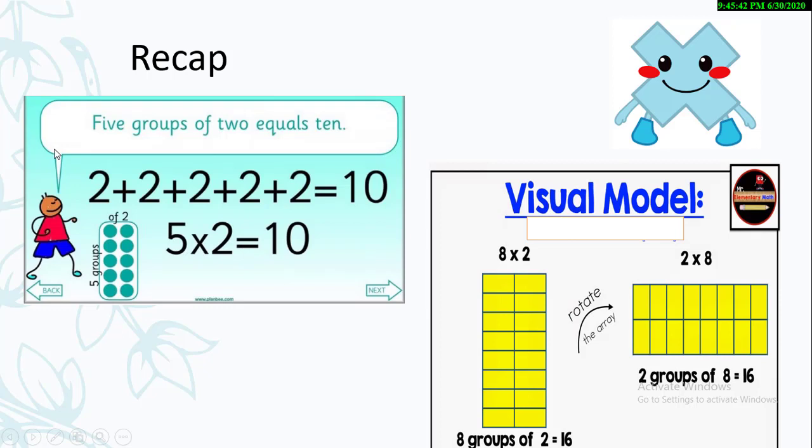Like, how many 2's are there? There are 5 2's. 1, 2, 3, 4, 5. So you will mention 5. And what is the digit number? What is the value of each group? You can say that is 2. So 5 2's are 10. You see that both the answers are the same, and this is a quick way of multiplying the numbers.